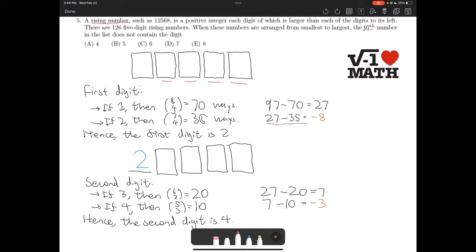Now notice that when we take this result and subtract the number of ways starting from 2, we get a negative number. What does this mean? Well, that means that all the rising numbers that start with 2 do indeed contain the 97th number. So we have verified that our first digit is 2.